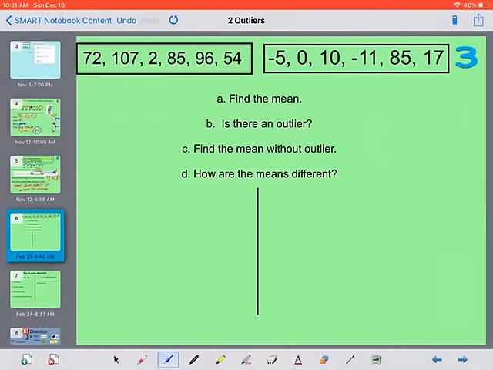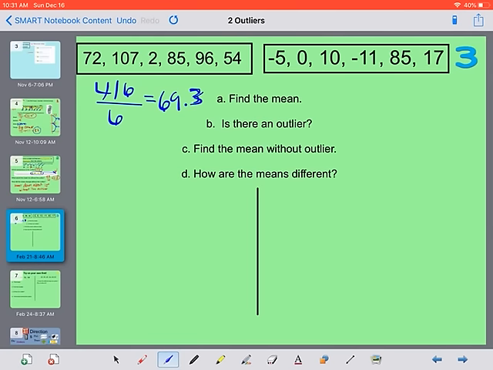So let's take a look at a couple more. It says find the mean, then is there an outlier, find the mean without the outlier, and then how are the means different. So first we're going to find our mean, add them all up, and divide by 1, 2, 3, 4, 5, 6. So 72 plus 107 plus 2 plus 85 plus 96 plus 54 gives us 416 divided by 6 numbers is 69.3.